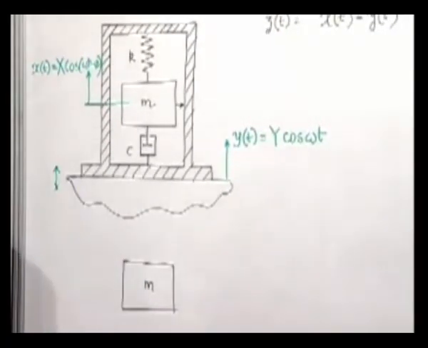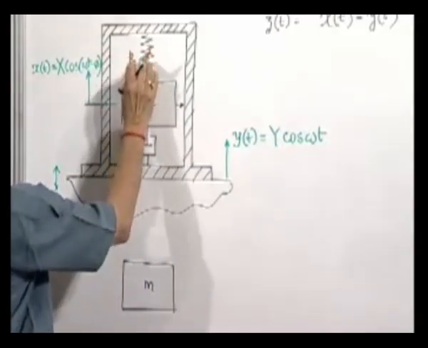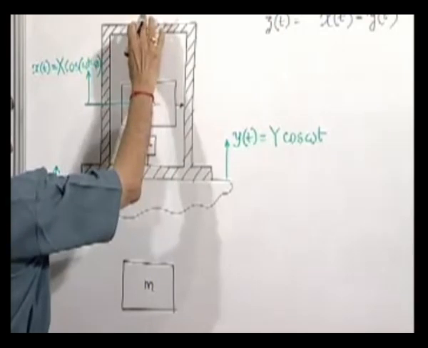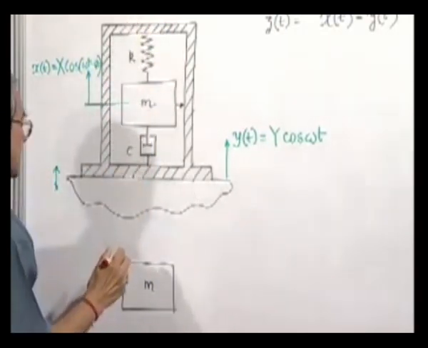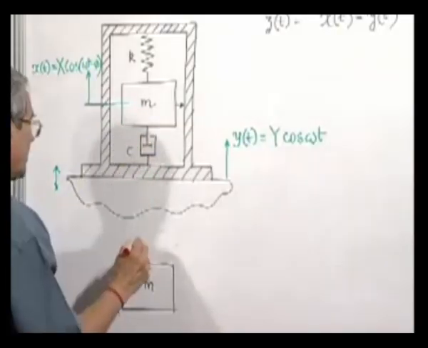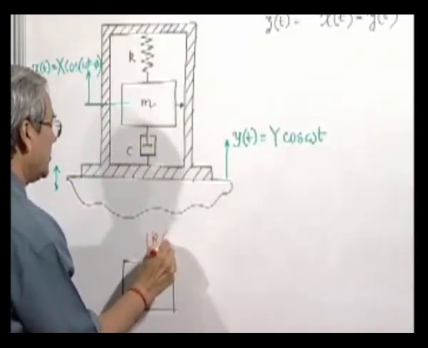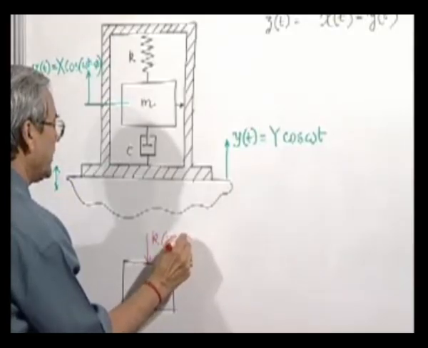This is the mass. At any instant of time, if it has gone by x and this has gone by only y, then the compression is given by x minus y, so the force will be a into x minus y.